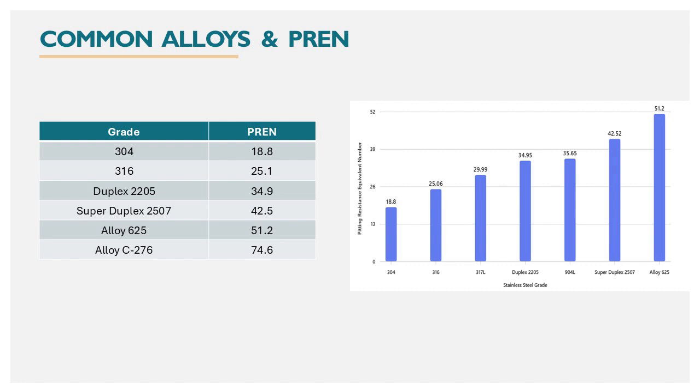These are common alloys and their PREN. Grade 304 has a PREN value of 18.8, grade 316 has a PREN value of 25.1, grade duplex 2205 has a PREN value of 34.9. Grade super duplex 2507 has a PREN value of 42.5, grade alloy 625 has a PREN value of 51.2, grade alloy C276 has a PREN value of 74.6.